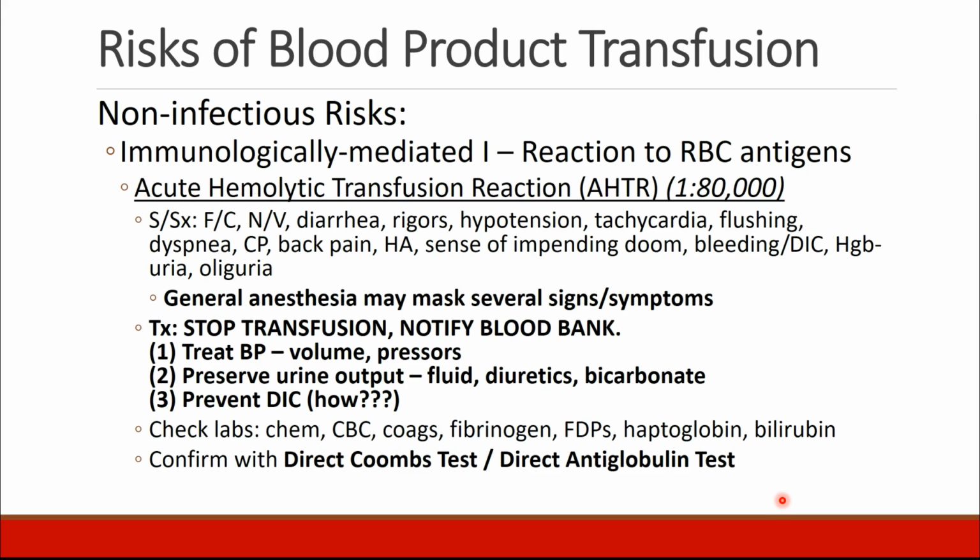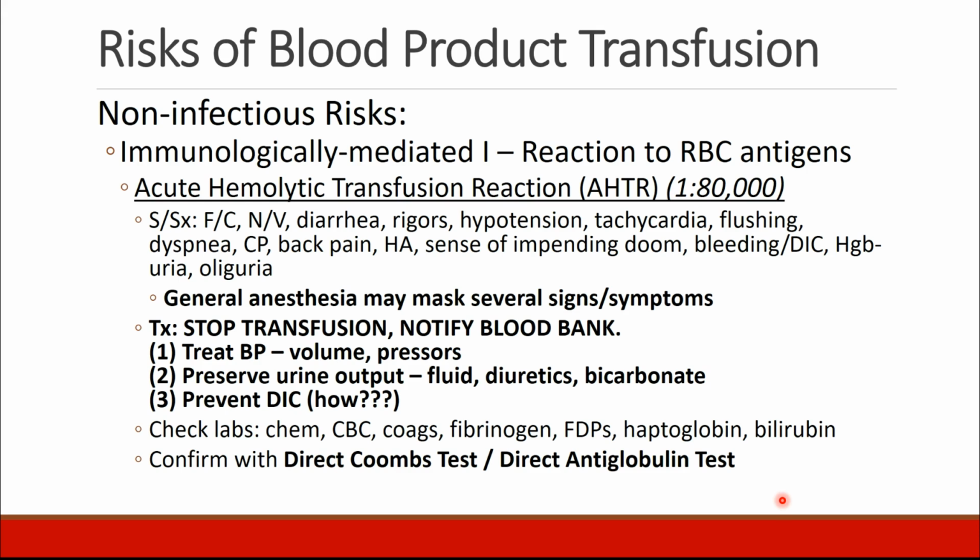Signs and symptoms of an acute hemolytic transfusion reaction include nausea and vomiting, diarrhea, rigors, hypotension, tachycardia, flushing, dyspnea, chest pain, back pain, headache, sense of impending doom, bleeding, and of course we can see DIC, hemoglobinuria, and oliguria. General anesthesia may mask many of these signs and symptoms, so we have to be vigilant when transfusing patients under general anesthesia. Of course, the first step is to stop the transfusion and notify the blood bank right away.